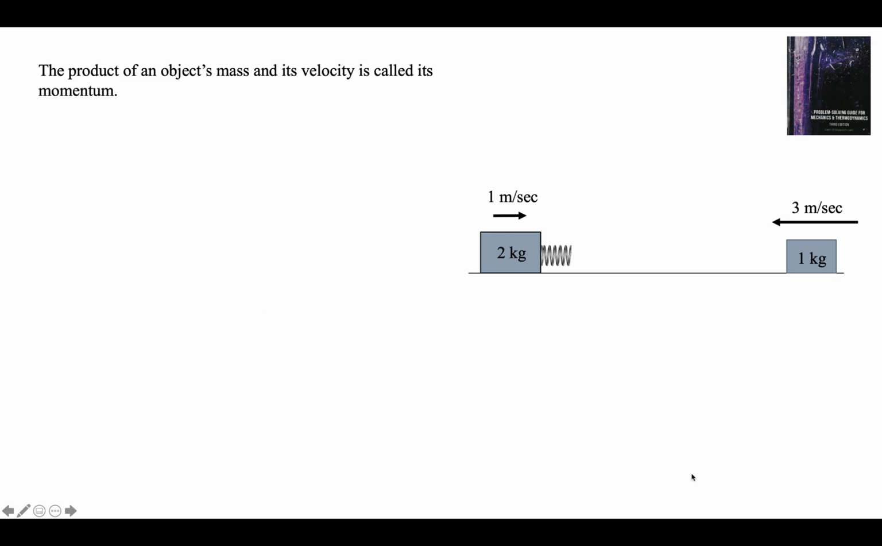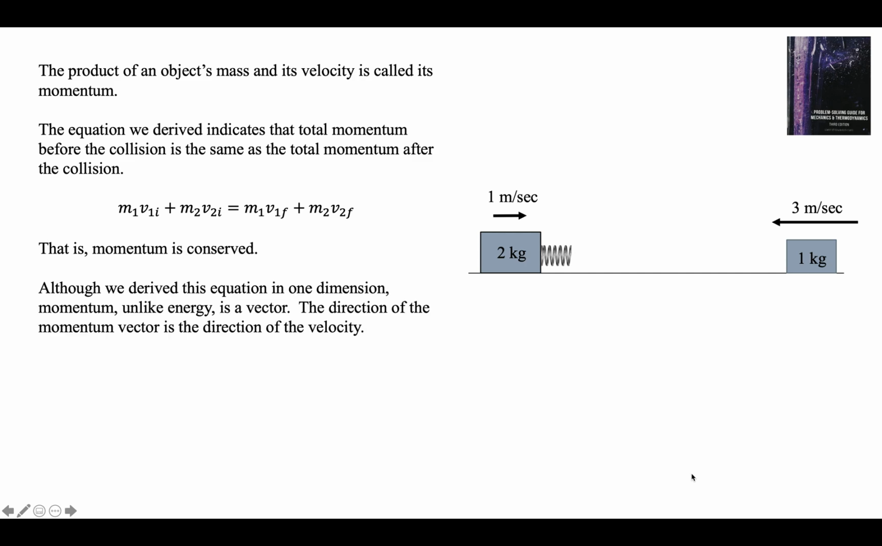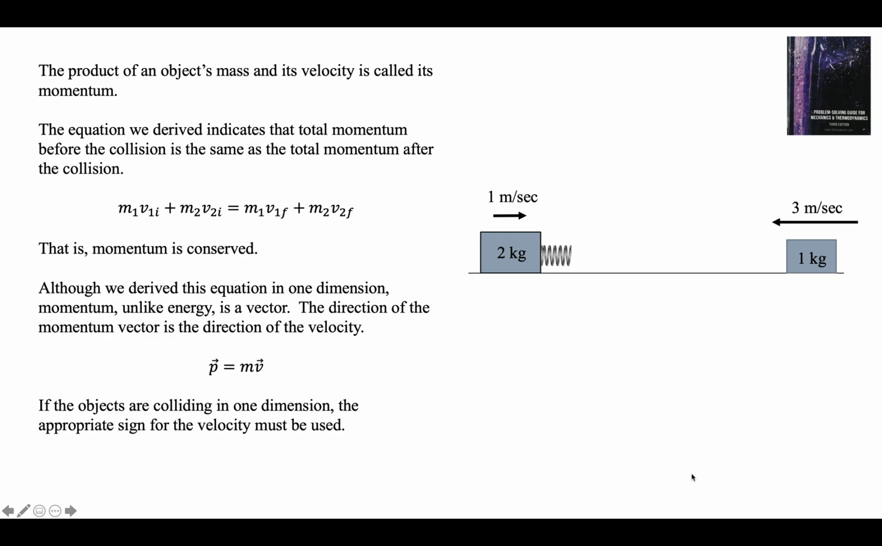This is momentum. Mass times velocity is momentum. The total momentum before the collision equals the total momentum after the collision. Momentum is conserved. We derived this equation only in one dimension, but it's a vector. The direction of the momentum vector is the direction of the velocity. We use P for momentum. P equals mv. The momentum vector P is in the same direction as the velocity vector.